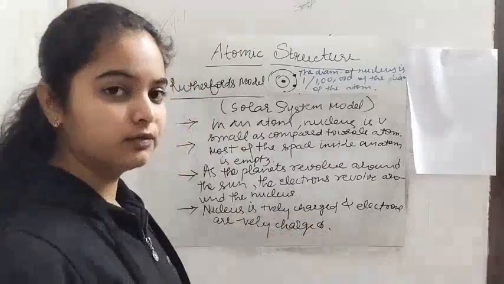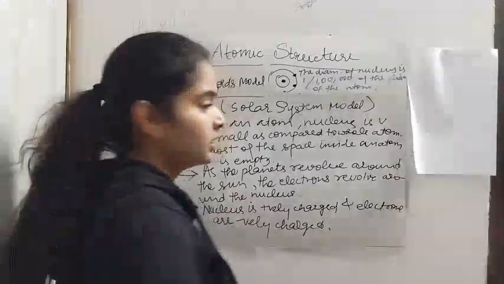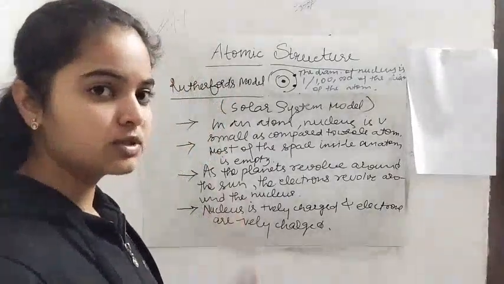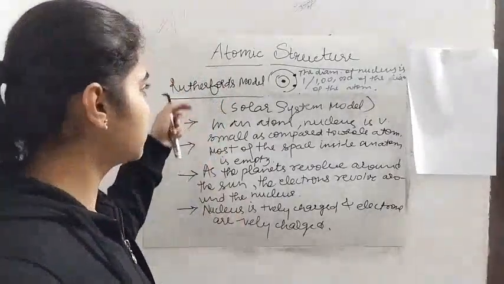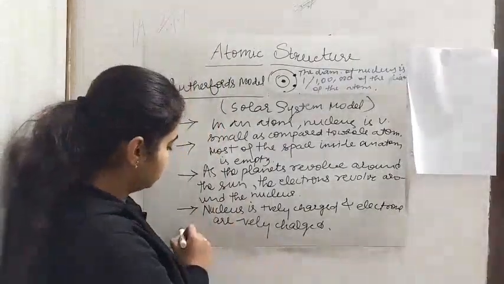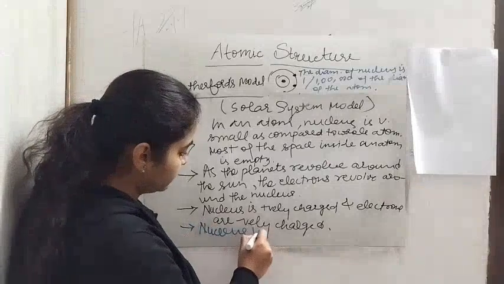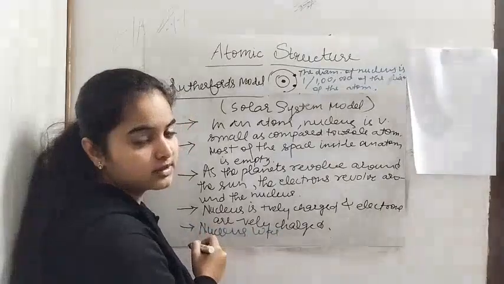These were the points given by Rutherford in the solar system model or Rutherford's atomic model. One important point, the nucleus was explained by Rutherford. This is an important point.